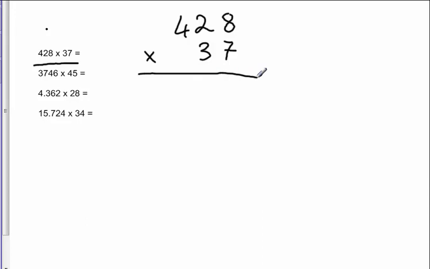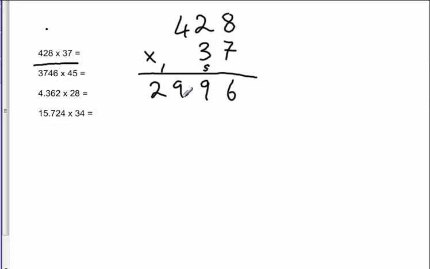And so when we're doing multiplication, what we need to do is we need to multiply 428 by the unit, which is 7, and then multiply it by 3, which is 30. So I'm going to start first of all by multiplying 428 by 7. So 7 times 8 is 56. I put down my 6 and I'm going to carry a 5. Then 7 2s are 14, and 14 plus 5 is 19. I'm going to put in my 9 and carry my 1. And then 7 4s are 28, plus the 1 I carried over, and that gives me 29.